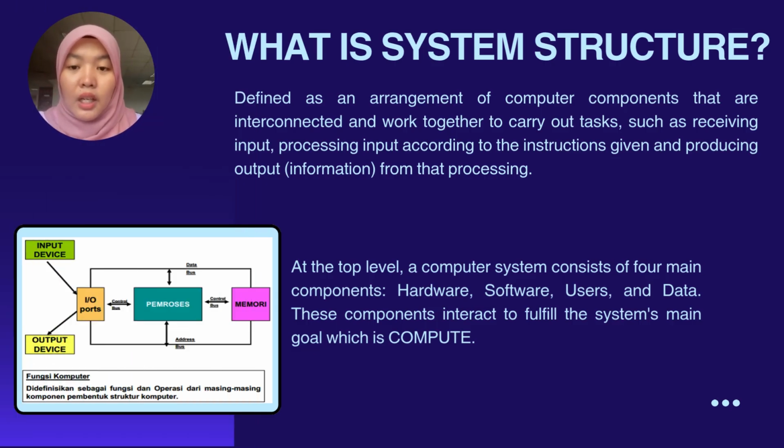System structure is how computer components are interconnected and work together to carry out tasks such as receiving input, processing data, and producing output. A computer system consists of four main components, which are hardware, software, users, and also data. These components work together to fulfill the system's main goal, which is to compute.